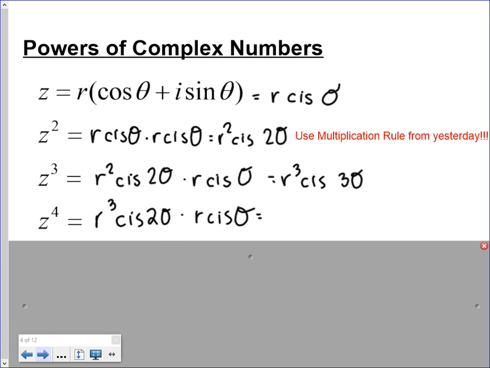Times another complex number z, multiply my modulus, add my angles. Is that what you thought it was going to be?